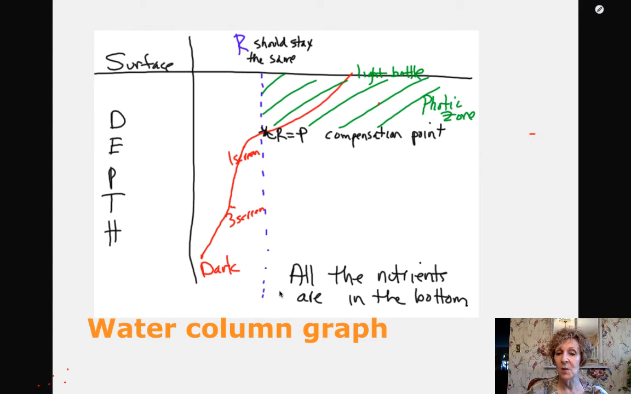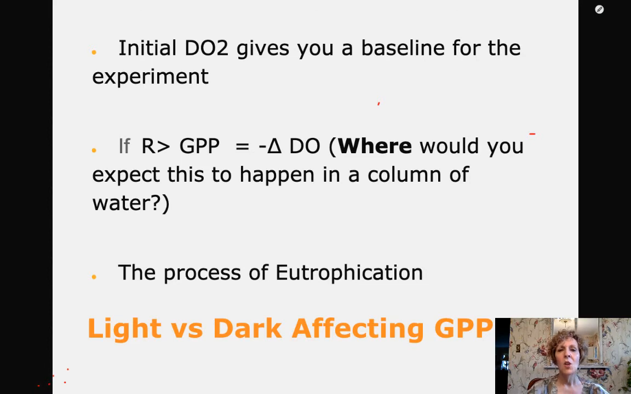Remember, all the nutrients are in the bottom of my body of water, right? Because that's where all the dead things fall down, and that's where the decomposers are recycling, and that's where my nutrients are. And we're going to talk about how we get the oxygen up here in the photic zone down to the bottom where some of those organisms are, and how I get the nutrients up to where the producers are, because they need those nutrients to do photosynthesis. So the initial DO gives you a baseline for the experiment.